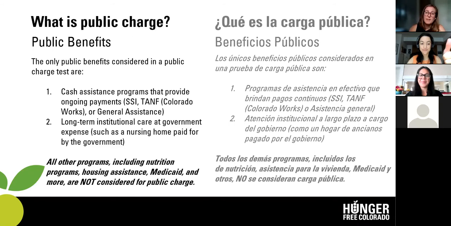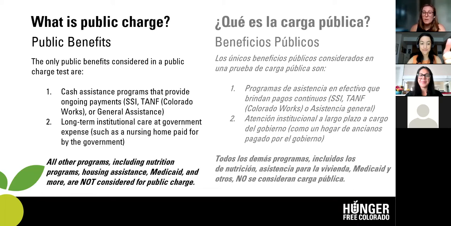But even if you used these programs, cash assistance or long-term institutional care, in the past, you still have the possibility of showing that you might not become a public charge in the future. The immigration officers should consider the totality of the circumstances when they're going through your application, and that also includes, again, the age, the income, the health, education, the family that you support or that supports you, and the positive factors can balance out the negative impacts.